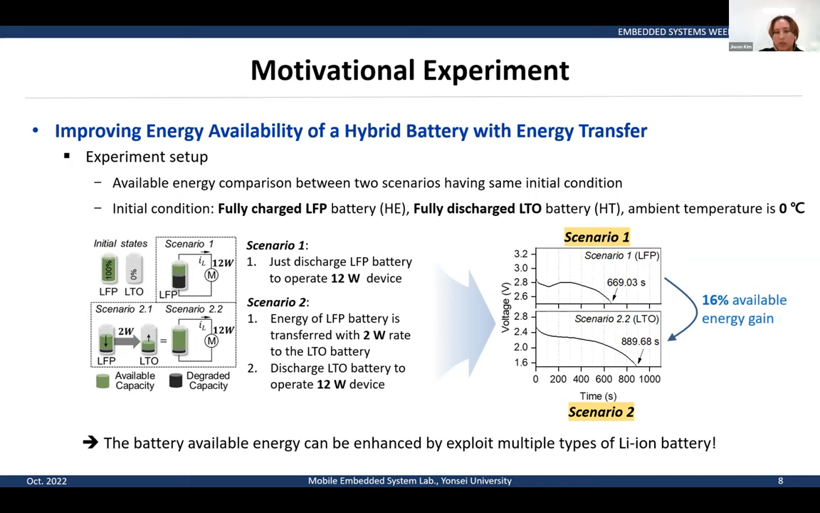The experiment result, which is on the right, shows the corresponding battery voltages in the two scenarios. Interestingly, despite the energy loss for energy transfer, the second scenario shows a better result than the first. This means that the degraded energy capacity of a high energy battery can be recovered by transferring to a high tolerance battery.